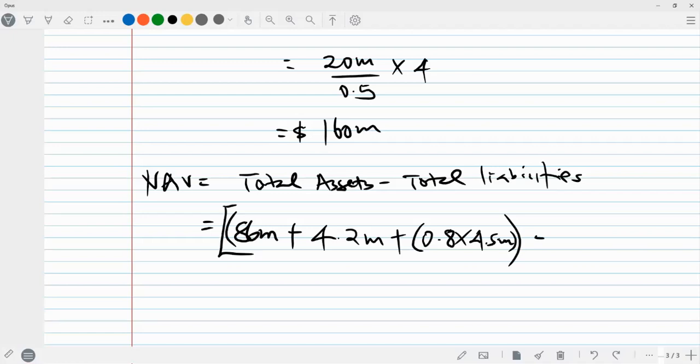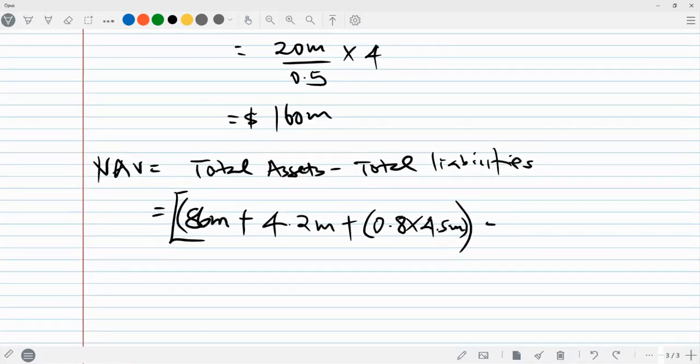We subtract total liabilities, both current and non-current. Non-current, they are 25 million. Current, we have 7.1 million. And that is it. Total assets of the company minus total liabilities. And we get how much to be the net asset value?